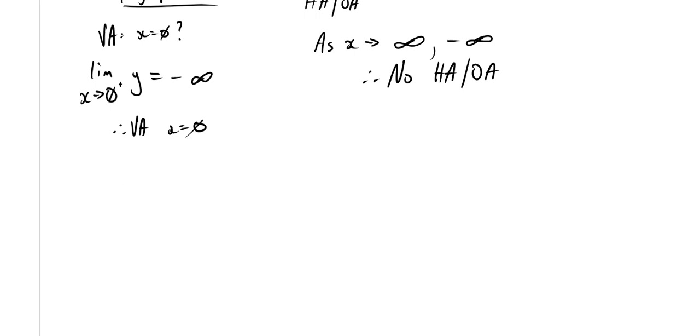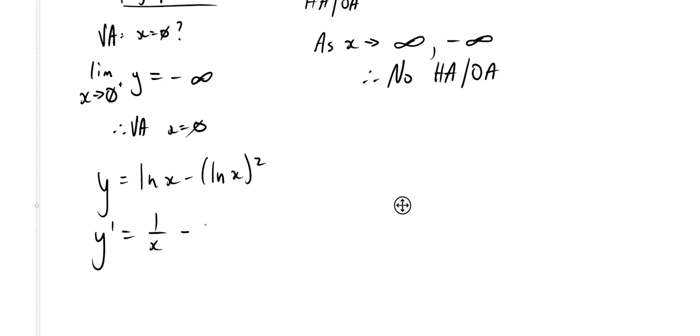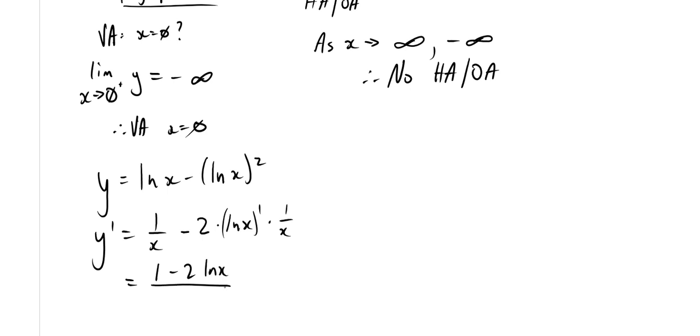Before I start that, I'm just going to do both derivatives. So y is ln x minus ln x all squared. So y prime: derivative of ln x is 1 over x, minus ln x all squared, so I bring the 2 over, times the ln of x to the 1 now, times the derivative of what's inside, which is 1 over x. So this is 1 minus 2 ln x over x.